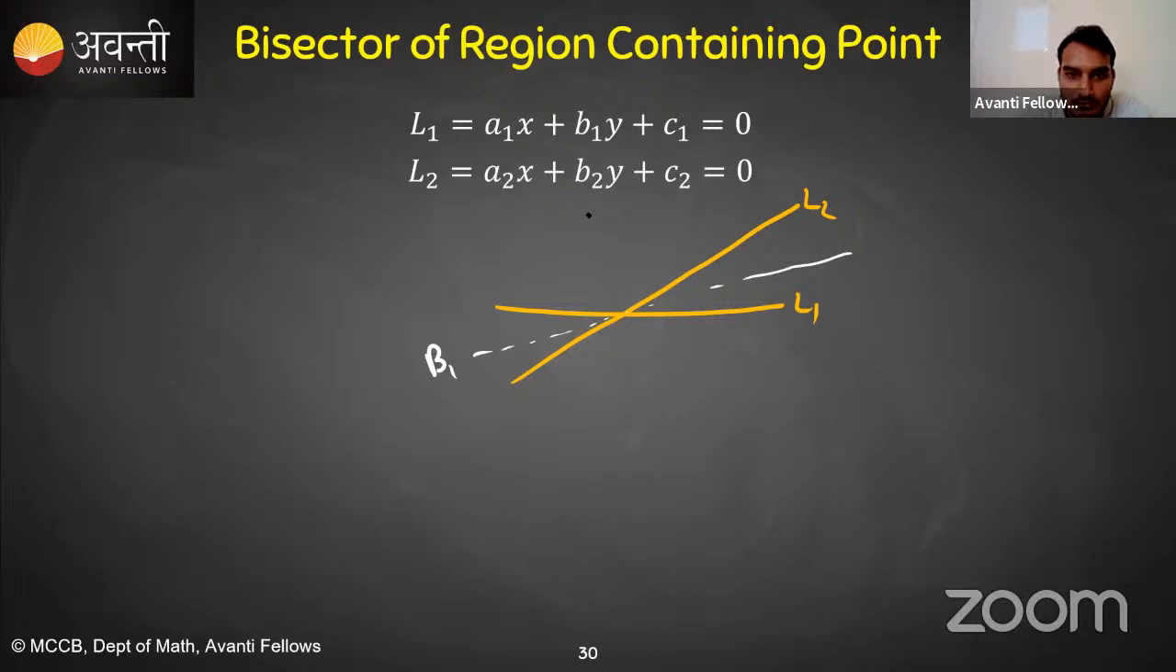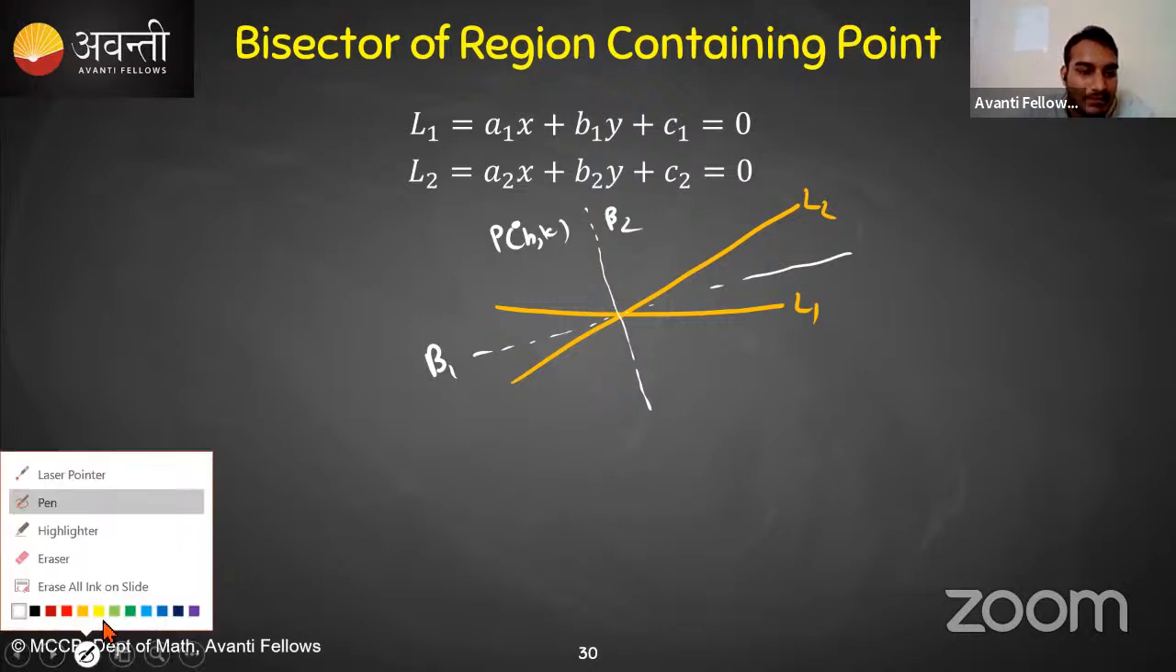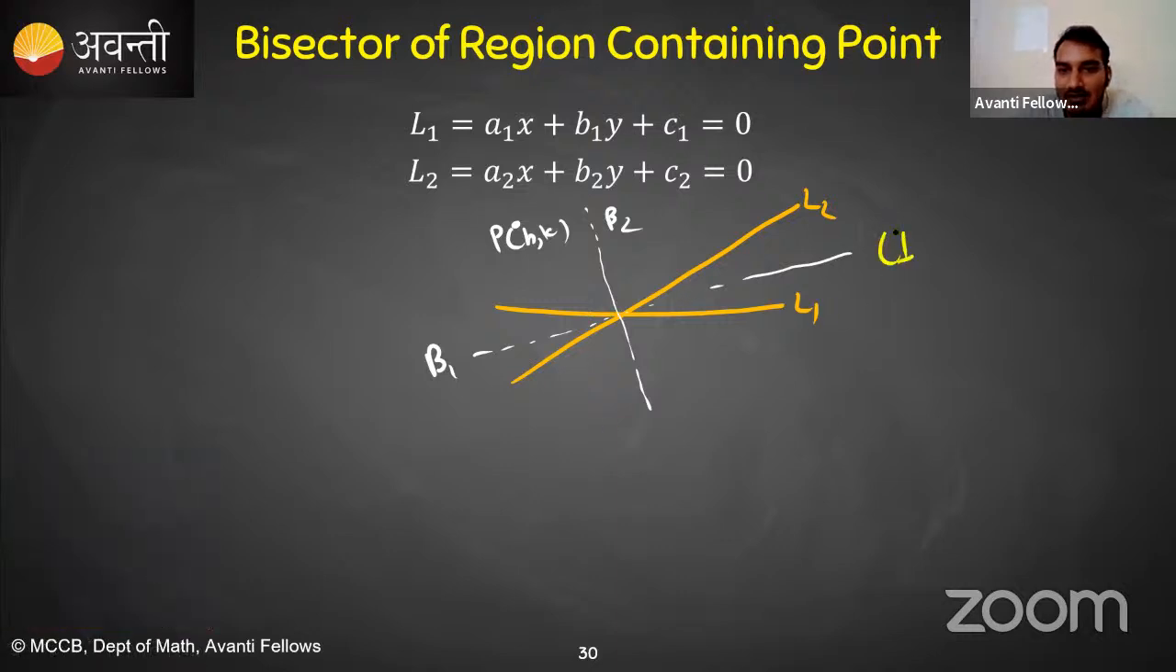This is B2. Okay, B2. So let's say this is the point P. Clearly my bisector will divide my region in four parts. Yes or no? This is, let's say, the first region. This region is the second region. This region is the third region, and this region completely is the fourth region, right? So the bisector will divide the region in four parts.